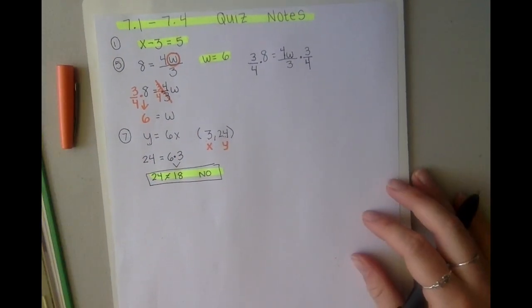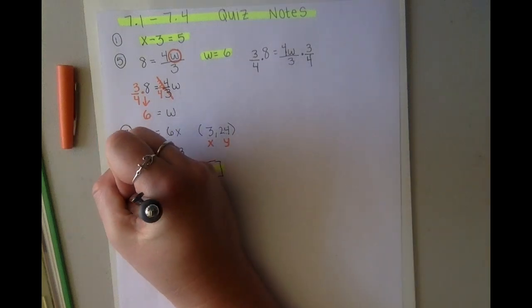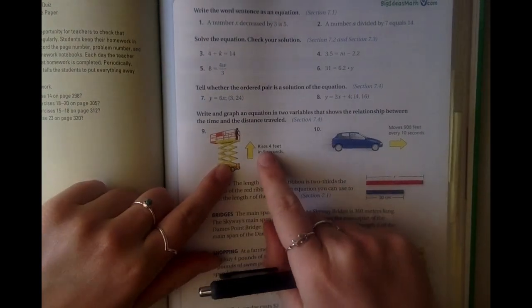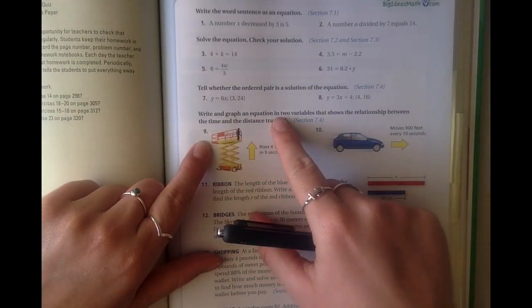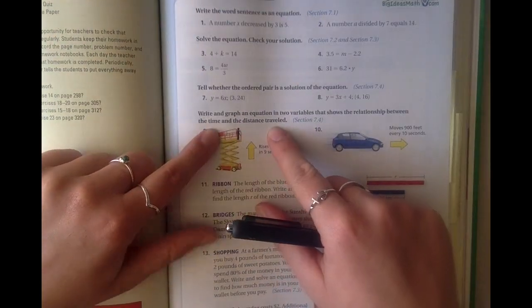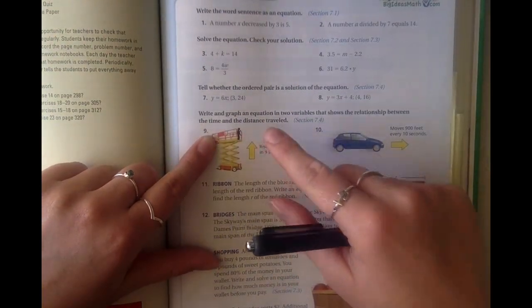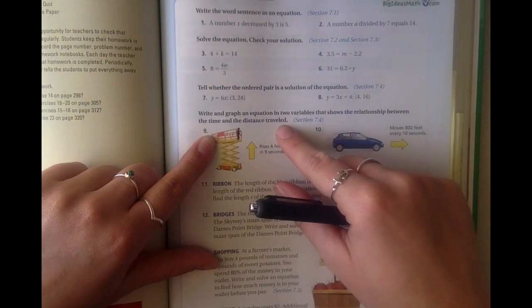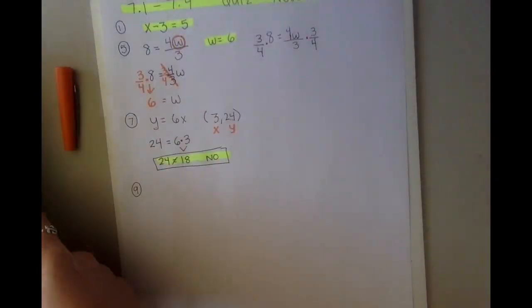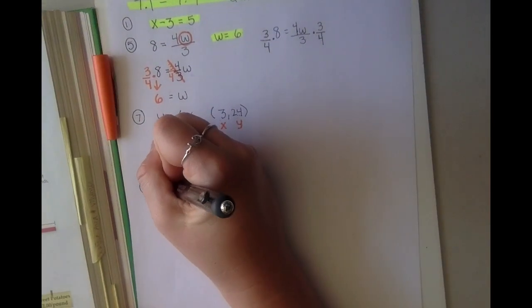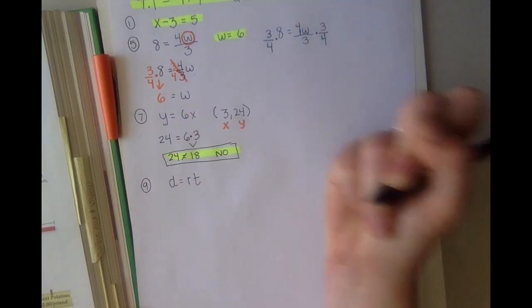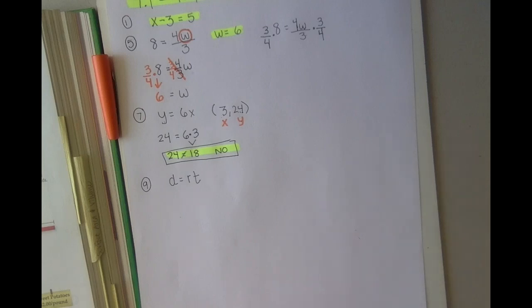All right, so then let's move on to number 9. So I'm looking at number 9, and it's saying here I want to write and graph an equation in 2 variables that shows the relationship between the time and the distance traveled. So you guys just read time and distance. What formula does that make you think of? Your distance formula. So remember, in your notes, you should have right away, I'm thinking my distance will always equal my rate times my time. That is your distance formula.